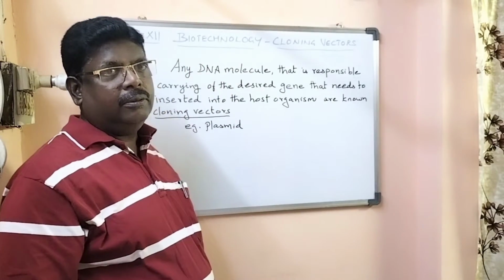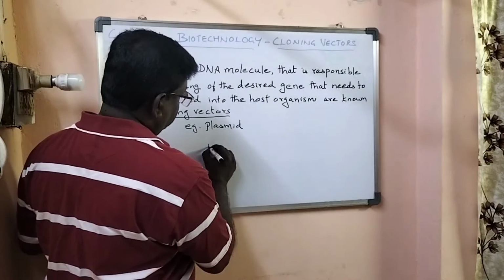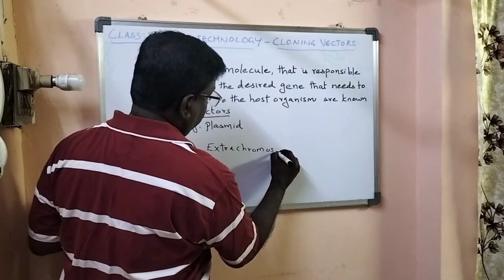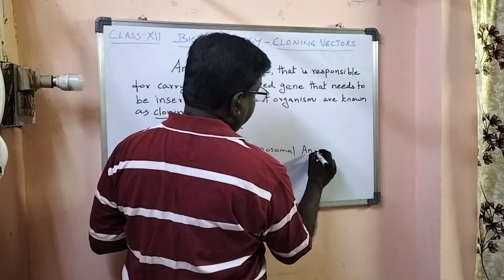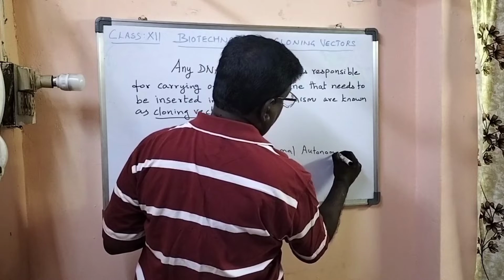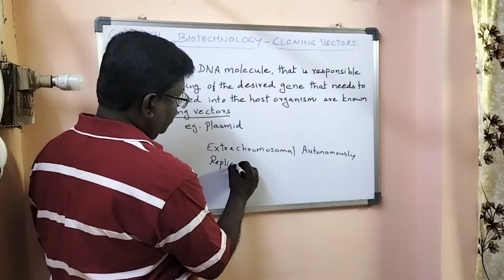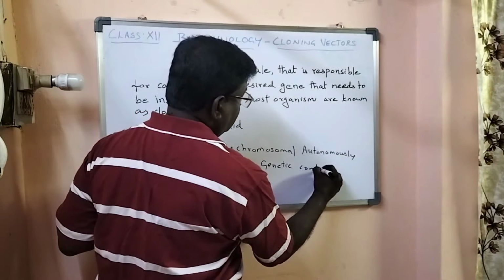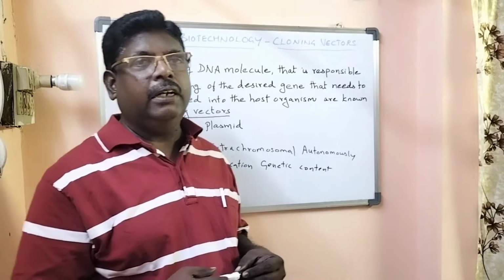Example, plasmid. So you all know what is plasmid. Plasmid is extra chromosomal, autonomously replicating genetic content. Okay, extra chromosomal autonomously replicating genetic content.